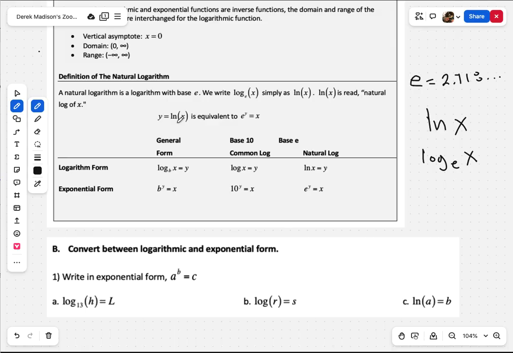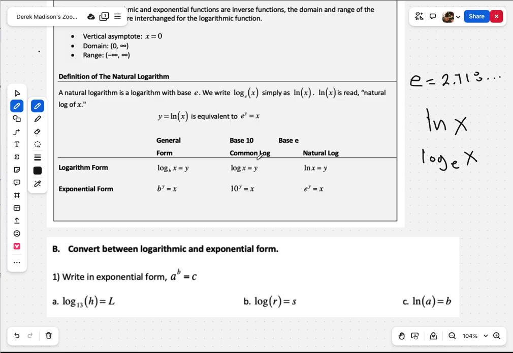Ln x of y is going to be equivalent to e raised to the y equals x, so same thing in terms of switching back and forth between the forms. Here's just a general little table of the different versions of logs we're going to see. So the general form, we're just using b to stand in for the base. And these exponential forms, they are not exponentials, they're still logs. The y is the output, the x is the input. But it's just writing in an exponential form, because we'll see sometimes that is useful.